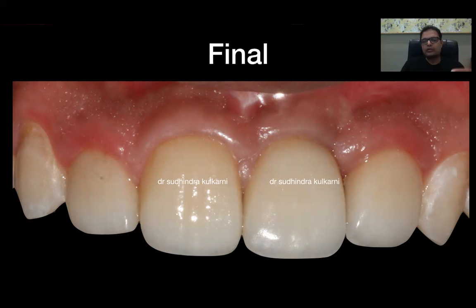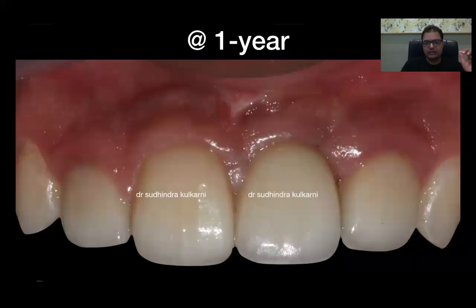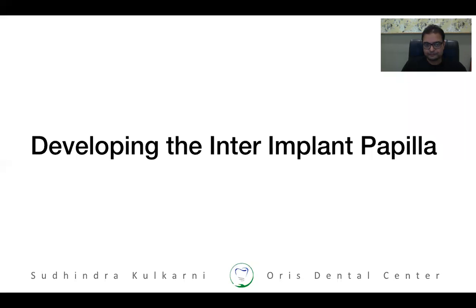You see that the tissue health, tissue contours, and everything looks much better as well on the implant as well as on the natural teeth side. And this is at the end of 1 year. You can see it only looks better. It ages, it's just like a good wine. It ages well with time.